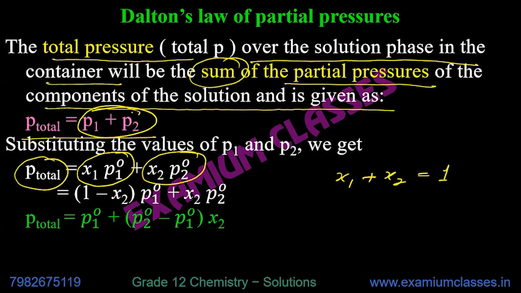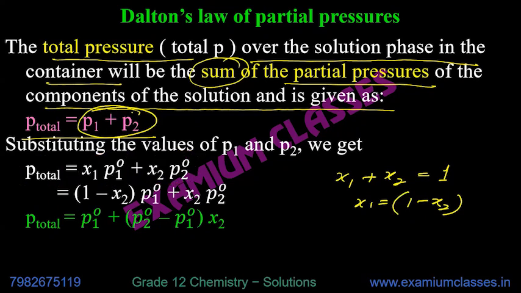Why? Because it's a fraction, and the sum of all fractions is always 1. For example, if one component is 1 by 4, the other component will be 3 by 4. I'll always get 1. Sum of all percentages is 100, sum of all fractions is 1. So from here, I'll get x1 equals 1 minus x2.